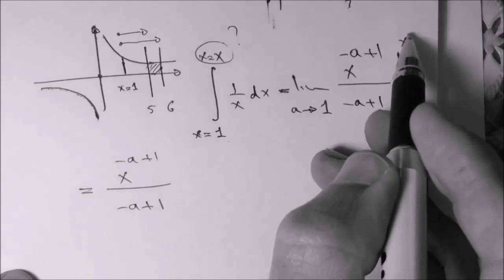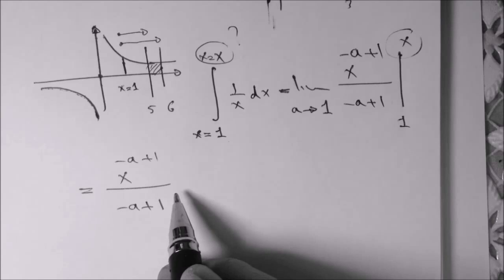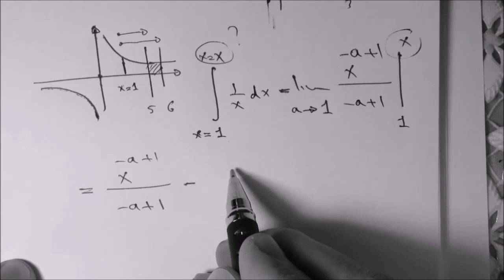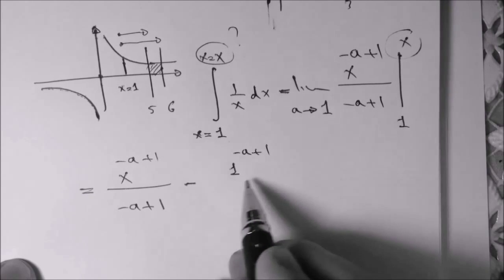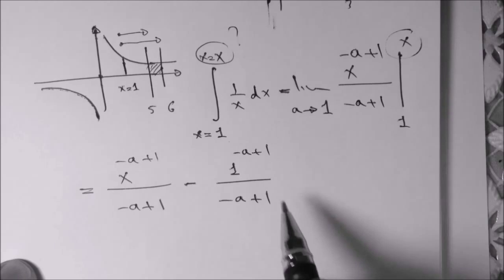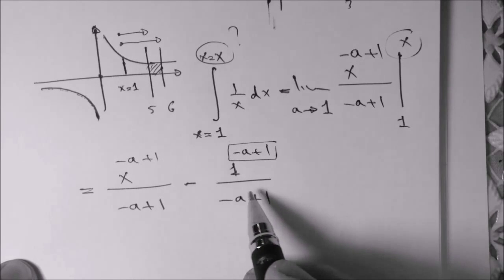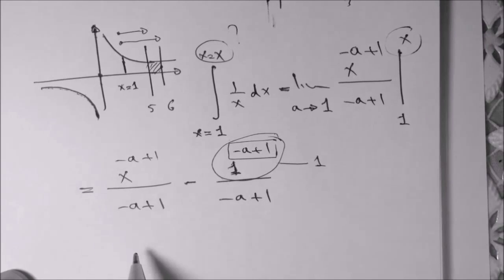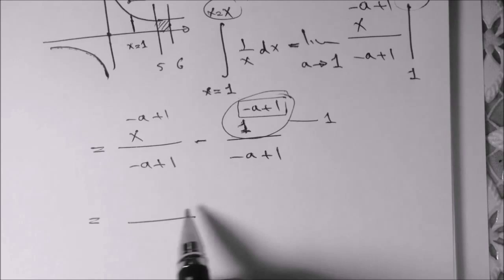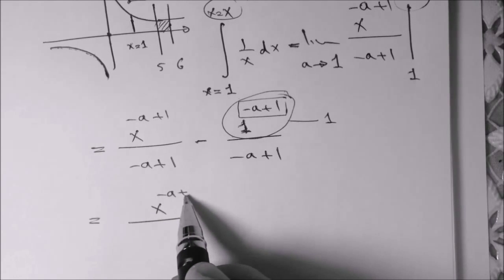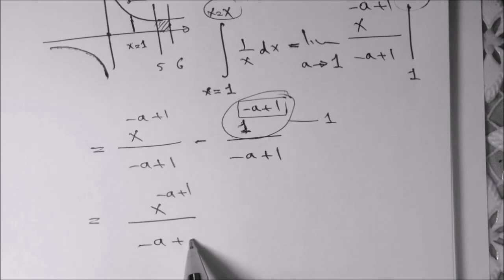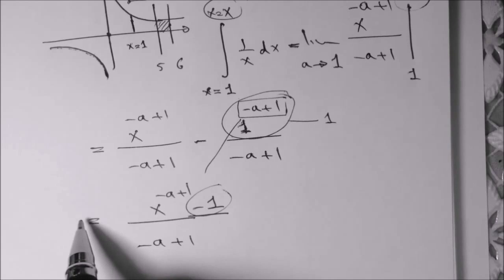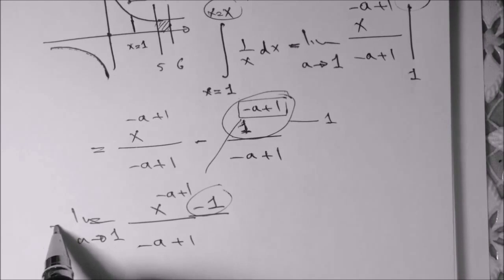You can put any other variable, tau or y, if you find this not really acceptable. Minus the lower limit, 1 to the power of minus a plus 1 over minus a plus 1. Now 1 to this power is always 1. 1 to any power is always 1. So this value is 1. So this would equal x to the power of minus a plus 1 over minus a plus 1, minus 1 here. And don't forget the limit when a approaches 1.